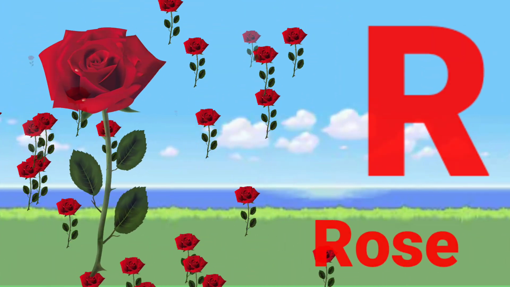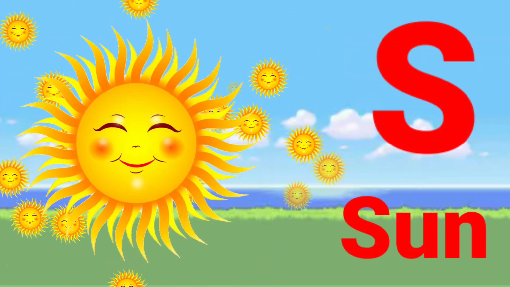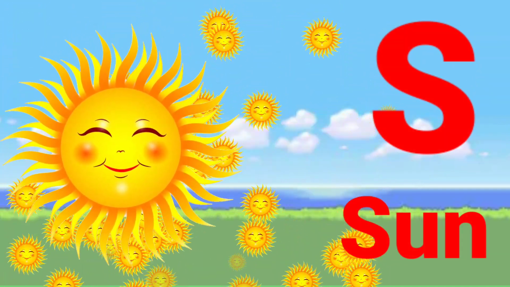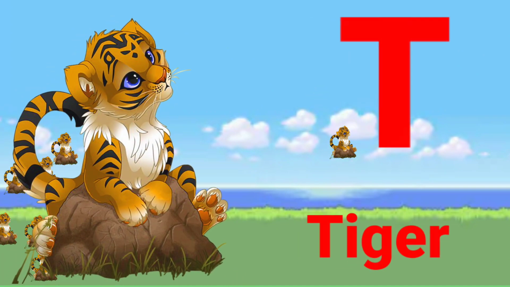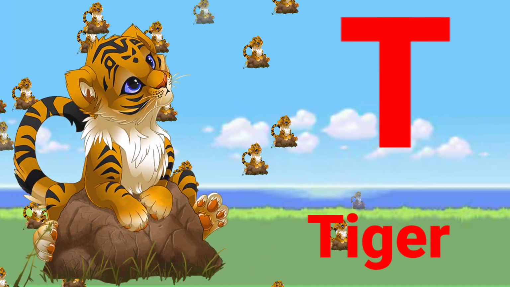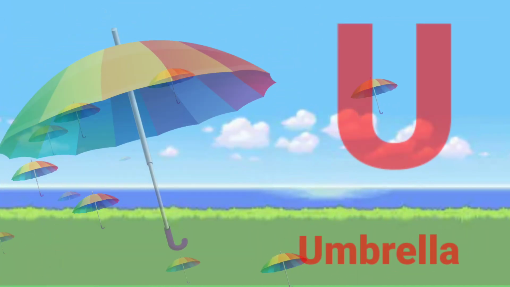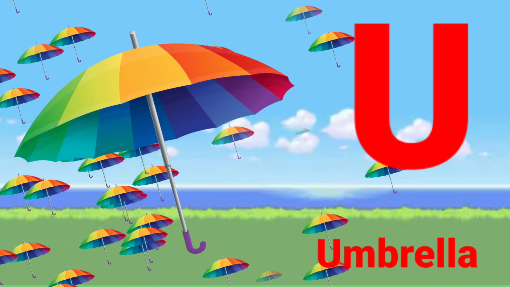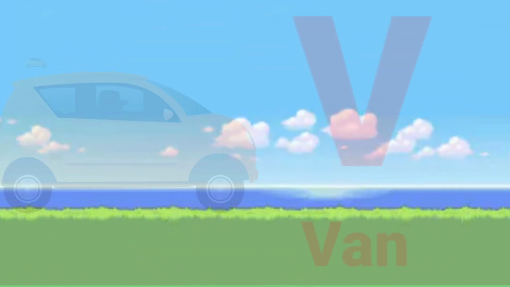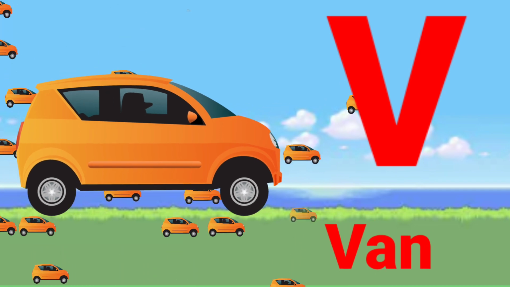R for rose. S for sun. T for tiger. U for umbrella. V for van.